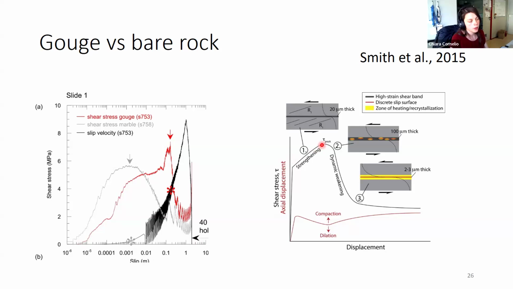So in his paper, he proposed this constitutive behavior for the gouge, in which we have a strengthening phase at the beginning, between the yield stress and the peak stress, before reaching the dynamic weakening. So we decided to study a little bit how this strengthening phase is changing in gouge material if we perform multiple slip events.